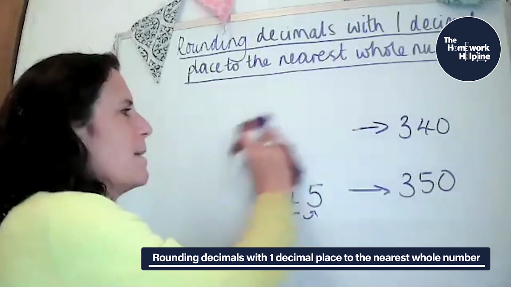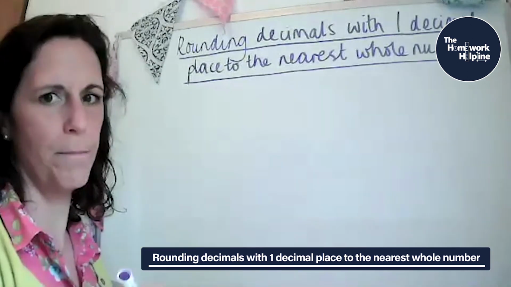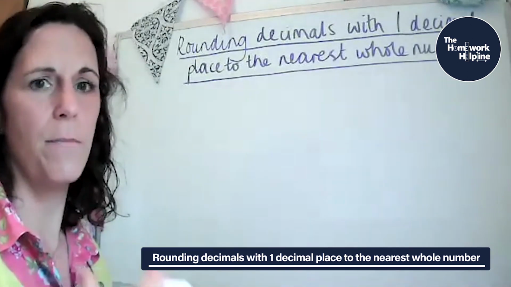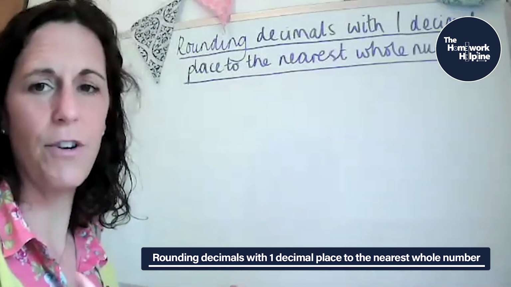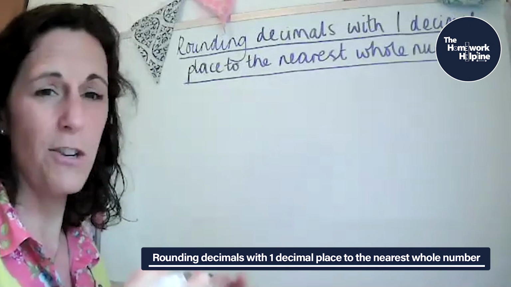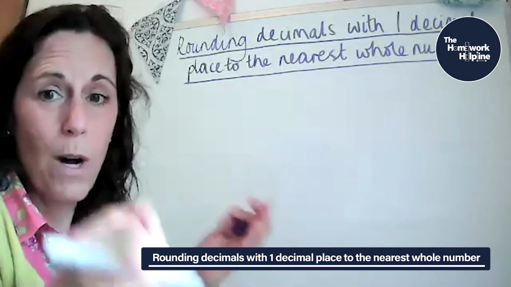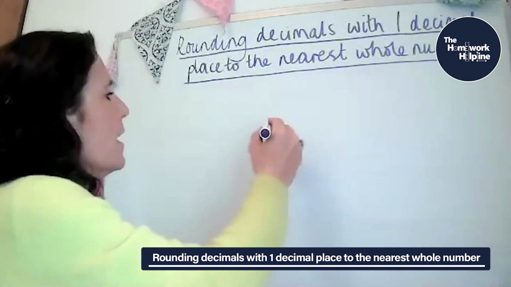So we do exactly the same for rounding with decimals to the nearest whole number. Now, whole numbers are numbers that just end with a unit. They have no fractions or decimals after them. They're just a whole number. So it can be hundreds, tens and units, or thousands, hundreds, tens and units, or just the number 1 is a whole number.